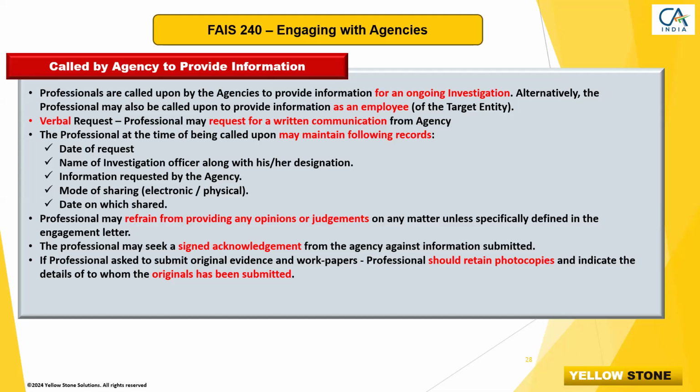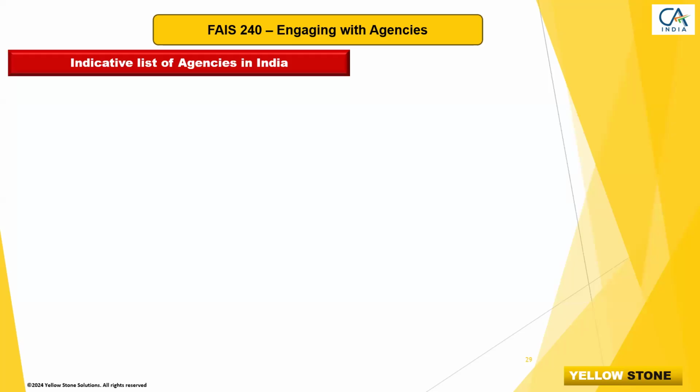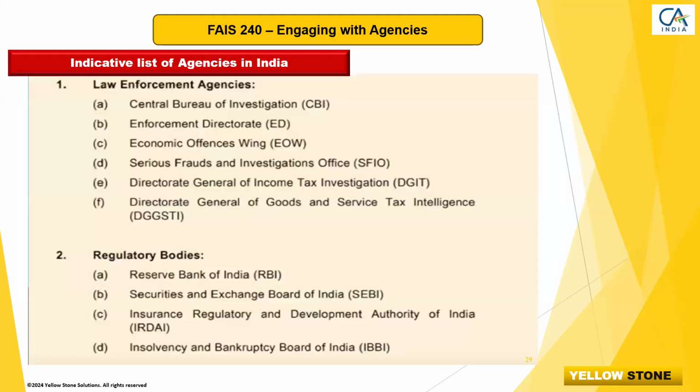What I've done over here is listed an indicative list of agencies. I mentioned a few of them. I'll just quickly read out, and in case you can correlate, it's great. If you want to ask how any agency has significance or relevance, more than happy to answer on those points. CBI, ED, EOW, SFIO, DGIT, DG for GST, RBI, SEBI, insurance, and IBBI. Anything you're not able to correlate or understand, more than happy to discuss.